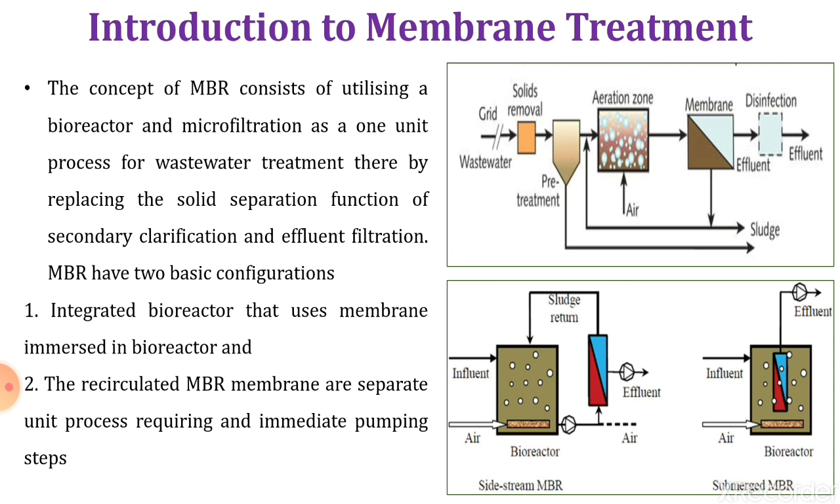The concept of MBR consists of utilizing a bioreactor and microfiltration as one unit process for wastewater treatment, thereby replacing the solid separation function of secondary clarification and effluent filtration. Means whatever filtration or sedimentation is taking place in the secondary treatment by the secondary clarifier or the sedimentation tank or the humus tank, that unit or that process is replaced by the MBR, where the membranes are used for the separation of humus and the sludge.